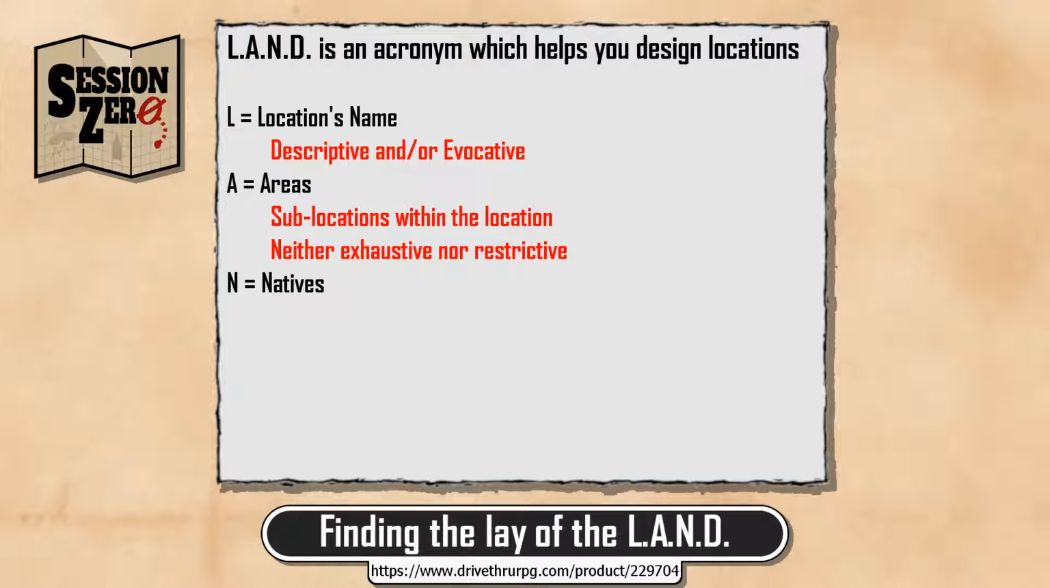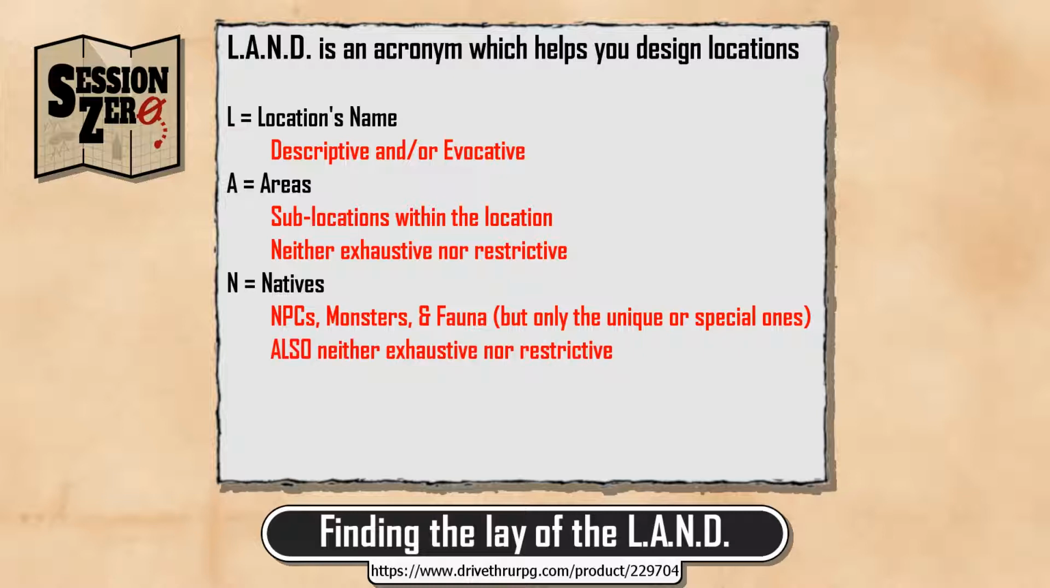The N in L.A.N.D is for natives. Natives are the NPCs, monsters, and fauna that live in or around this location, but not all of them. List only the really unique or special examples of natives, and just like areas, this list is neither exhaustive nor restrictive. Finally, the D is for details.